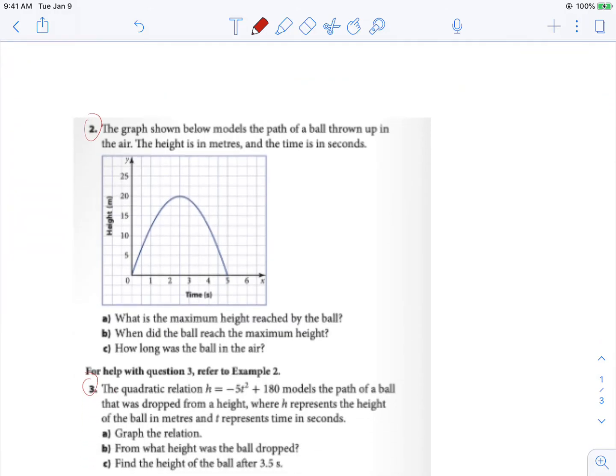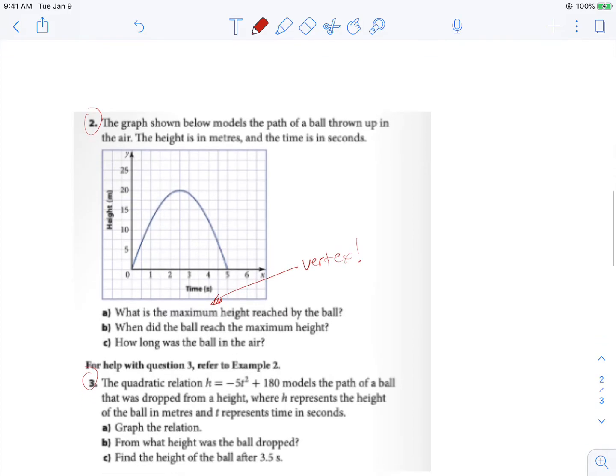4.2. What is the maximum height reached by the ball? When you see maximum or minimum, you need to start thinking vertex. So if I take a look at this graph, what is the vertex of this graph? Right here. So what is the maximum height reached by the ball? If you go over, it looks like it is at 20 meters.